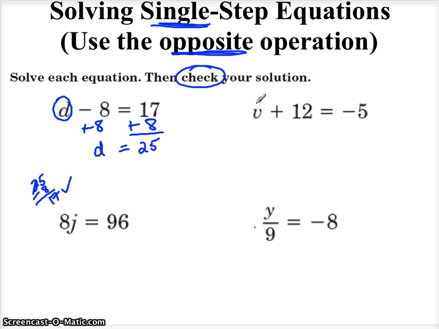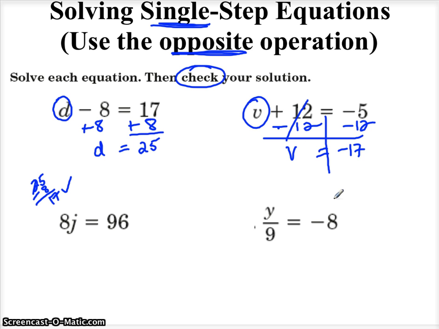The next one, here's your variable, b plus 12 equals negative 5. What's the opposite of adding 12? Subtracting 12. You may have heard this before, the golden rule of equations: do unto one side as you do unto the other. So whatever you do to one side, you have to do to the other. If we minus the 12 to get rid of it, minus 12 from the other side too. Draw your line so you minus 12 from each side. Plus 12 minus 12 cancel, so you get b equals negative 5 minus 12 is negative 17.